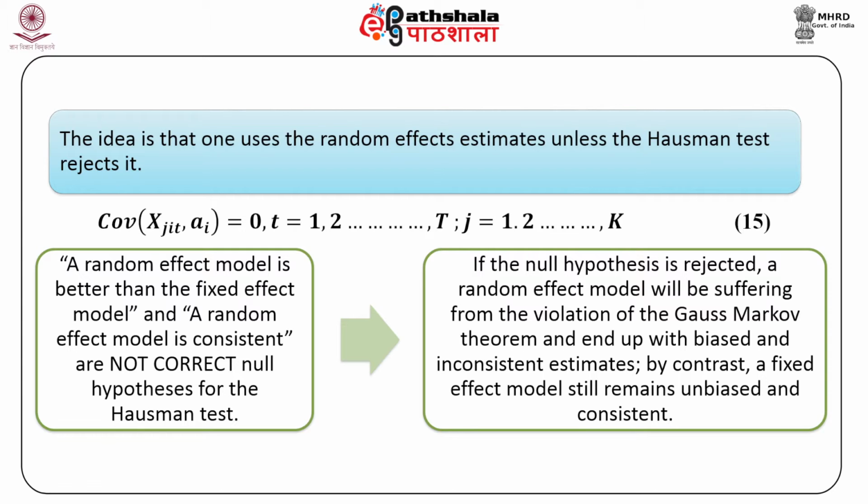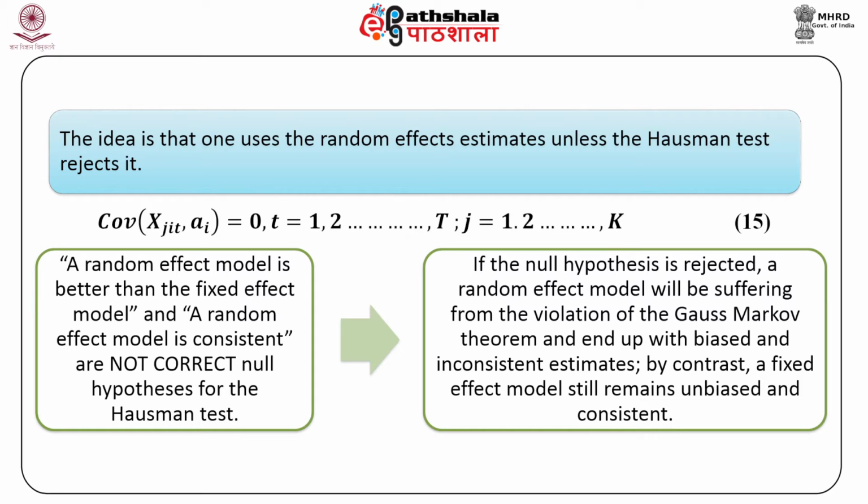In other words, it compares the fixed effect and random effect models. If both fixed and random effect turn out to be significant, the Hausman test will give you a good idea which one to choose. The null hypothesis is that the fixed or random effect is not correlated with other regressors. That a random effect model is better than the fixed effect model, and that a random effect model is consistent, are not the correct null hypothesis for the Hausman test.